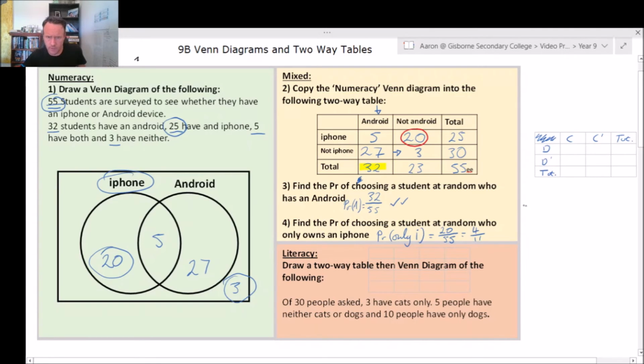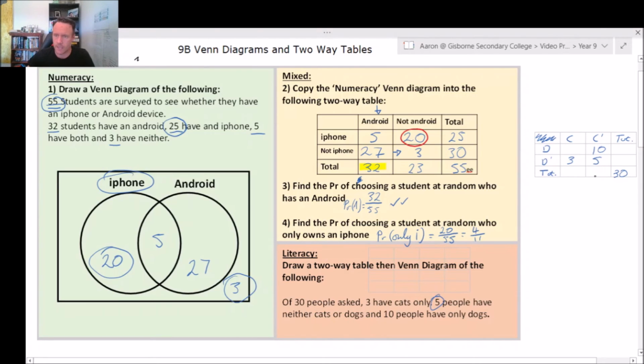So we're told that 3 people have cats only, so that's going to be over here in the cats only with no dogs. 5 people have neither cats or dogs, so they're over here in the don't have either. And 10 people have only dogs, and they're over here in the dogs but no cats column. So there's not enough information there right now to finish this off, but we also were told that 30 people were asked in total. So we've put 30 over there.